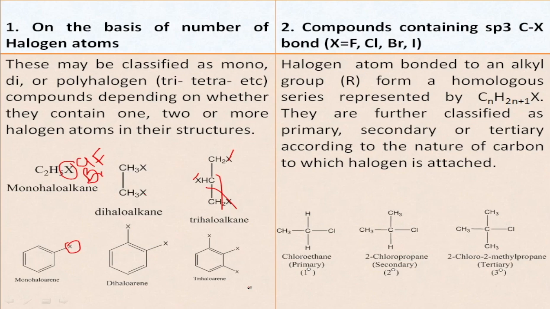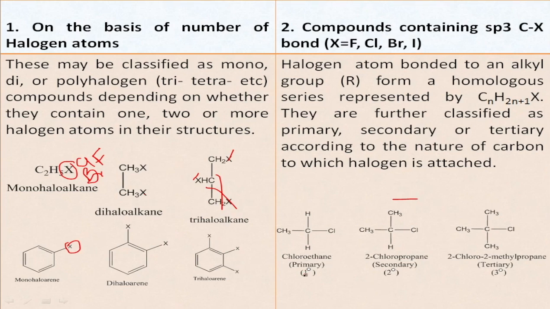Number 2, compounds containing an sp3 C-X bond, where X is fluorine, chlorine, bromine, or iodine. A halogen atom bonded to an alkyl group forms a homologous series represented by CnH2n+1X. They are further classified as primary, secondary, or tertiary according to the nature of the carbon to which the halogen is attached.